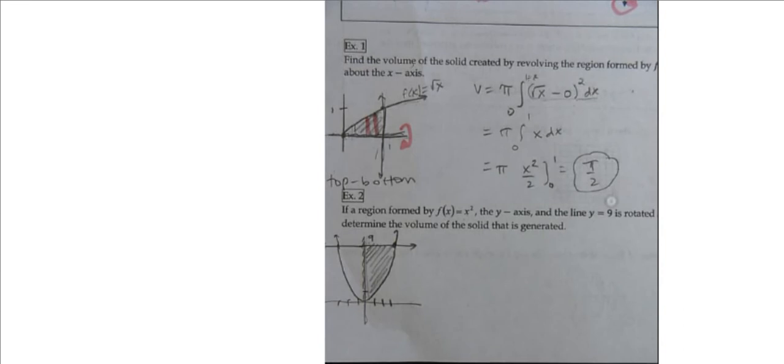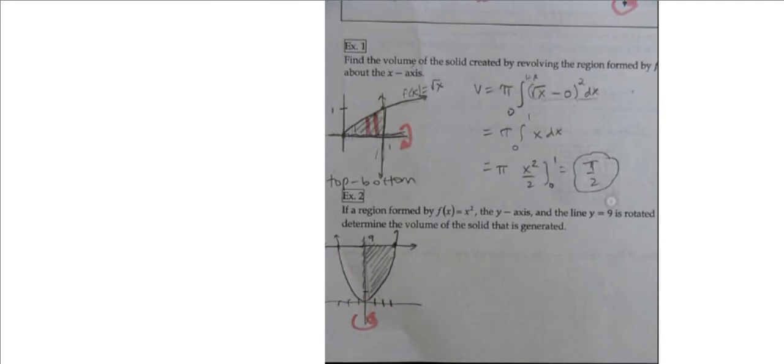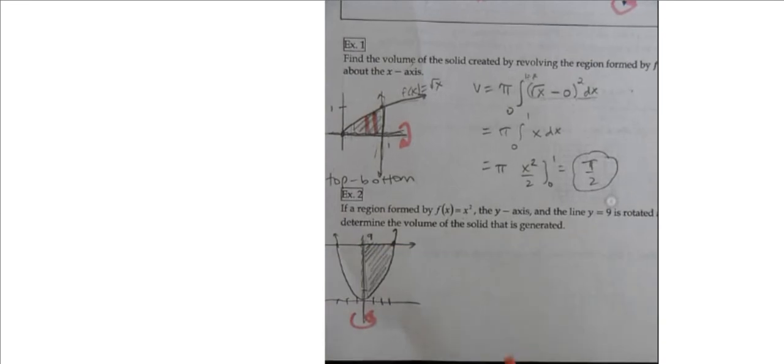We don't need the whole thing, because remember, the y-axis is also a boundary. So we have this. They have to tell you what axis it's rotated around. In this case, it's the y-axis. Remember, perpendicular is perpendicular. So this is the disk method. So we're going perpendicular to it. So if this is your axis, there's your rectangle.